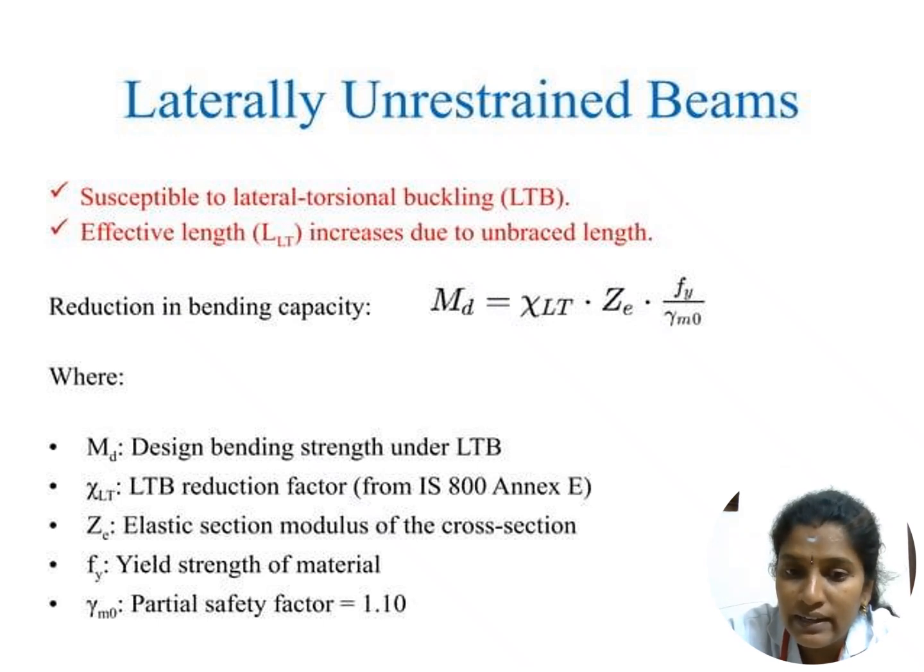We can take it from IS 800. Next will be the elastic section modulus of the cross section. Then finally the yield strength of the material, right? Finally the partial safety factor, we can take it here also as 1.10, right?